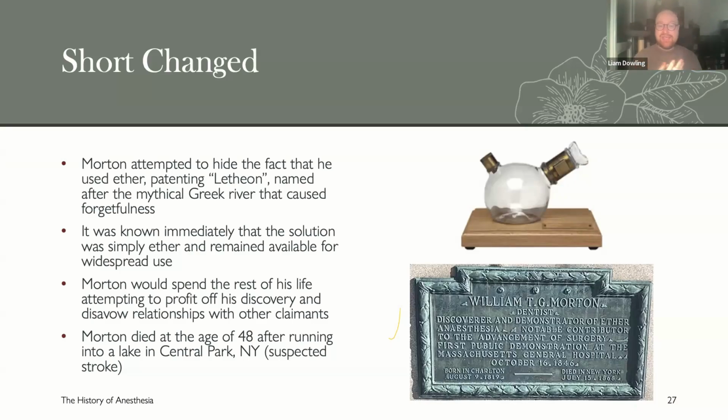When he was asked how did you do this, what is in this device, he said that he had discovered a very special compound, which he termed lethion. And again, referencing historical Greek traditions, lethion is named after the mythical Greek river Lethe, a river in mythical traditions that caused forgetfulness. But everyone knew that this wasn't the case. They were in the room, they could smell it, they all knew that it was ether.